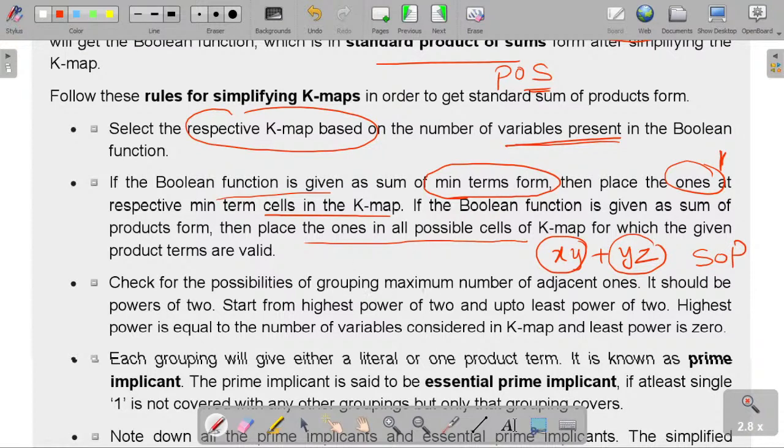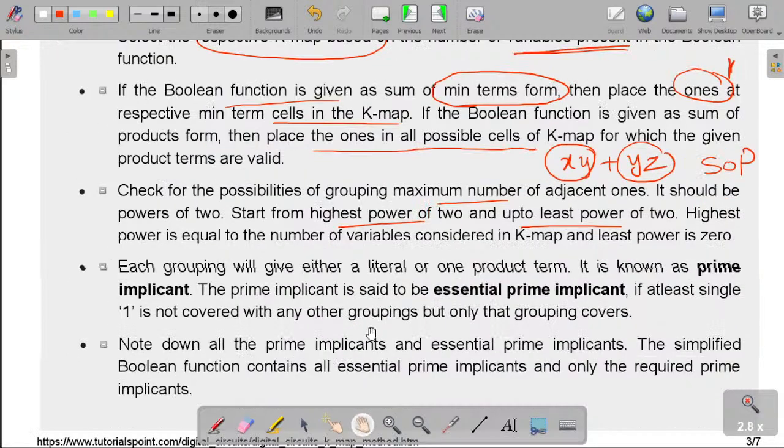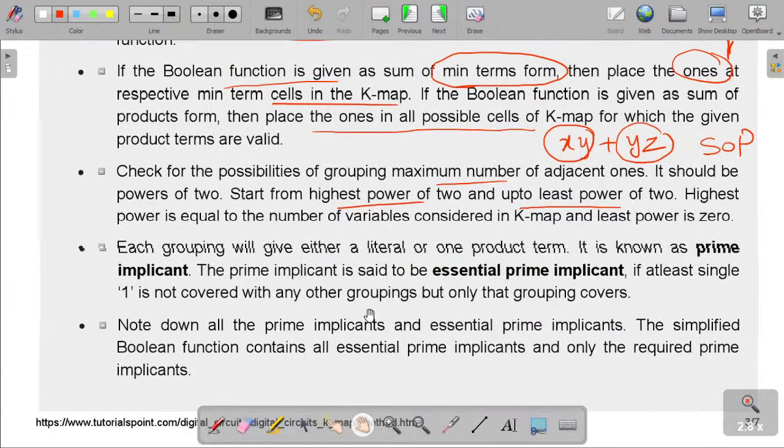Check the possibility of grouping the maximum number of adjacent ones. It should be a power of 2. Start with the highest power of 2 down to the least power of 2. Then each grouping will give either a literal or one product term. It is known as a prime implicant.